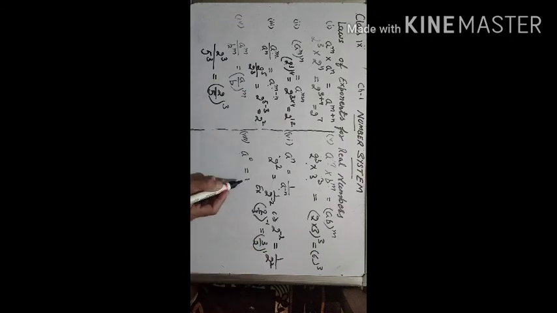Next is a to the power 0 is equal to 1. We know that 2 by 2 is equal to 1. So if 2's power is 1 and 2's power is 1, if we use this law, a to the power m upon a to the power n, then m minus n, 1 minus 1, that is equal to 2 to the power 0, that is equal to 1.